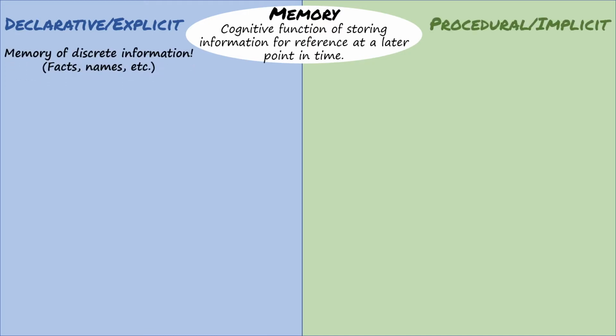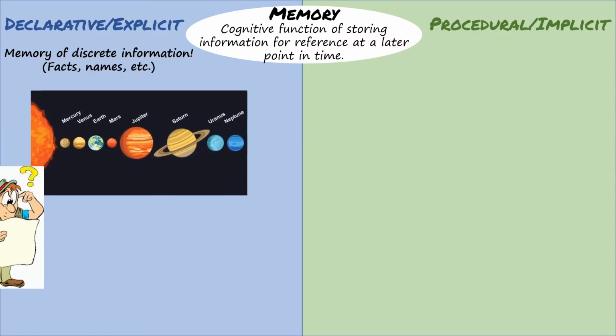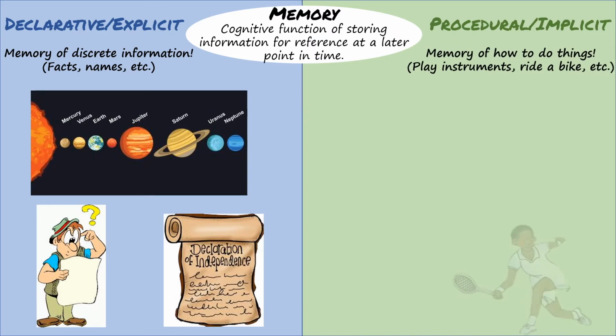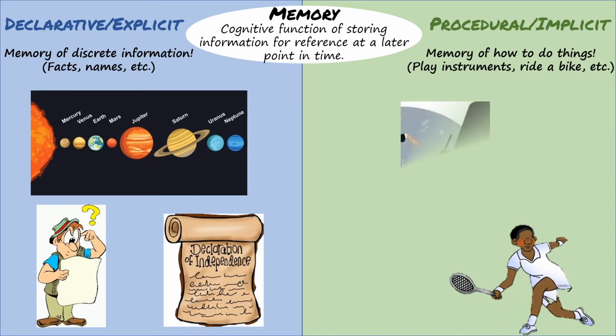Declarative memory refers to the memory of discrete information, such as the names of planets, specific locations, and the year in which the Declaration of Independence was signed. Procedural memory refers to the memory for how to do things, like hitting a tennis ball or playing the piano.